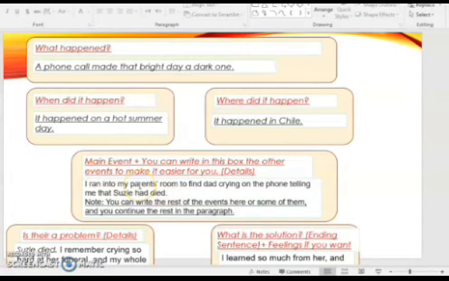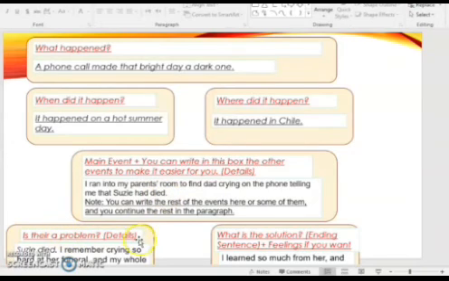Here you can mention only one detail, the main event that happened with you, and you mention the rest of the events in the paragraph, or you can mention all of them here or part of them here and you continue them in the paragraph. So one of the main events is that I ran into my parents' room to find Dad crying on the phone, telling me that Susie had died.